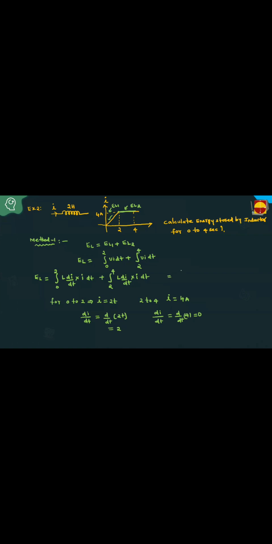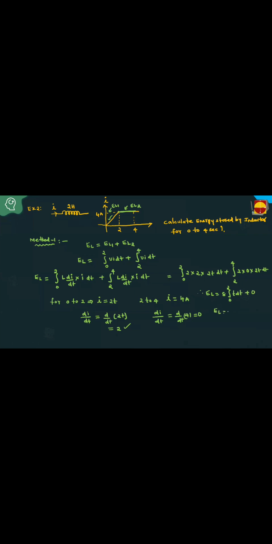Now you substitute all the values. Integral 0 to 2, L is 2 Henry, di by dt is 2, I is 2t, into dt, plus integral 2 to 4, L is 2 Henry, di by dt is 0, I is 2t dt. Now you simplify. The energy stored by the inductor equals 2 into 2 into 2, which is 8, integral 0 to 2 t dt. But this becomes 0 now, 0 into something is 0.